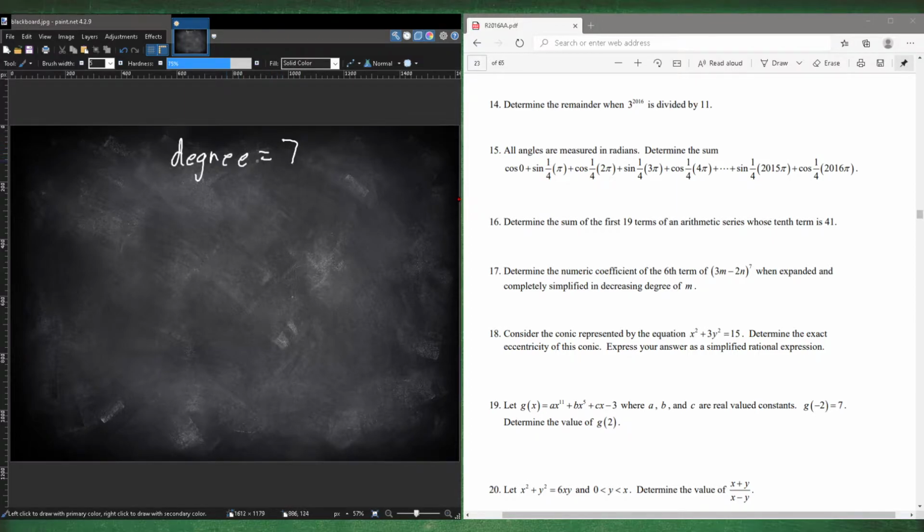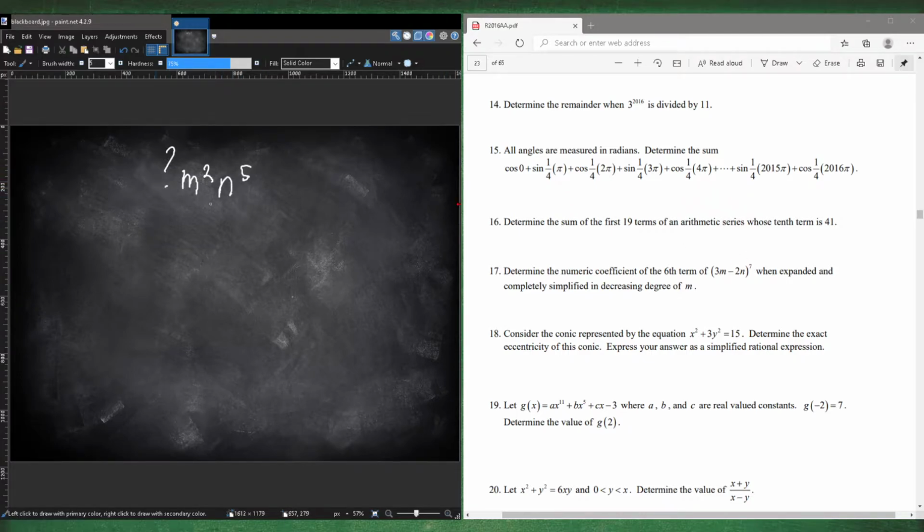If we're looking for the sixth term for m, the powers go 7, 6, 5, 4, 3, 2, 1, 0. So our sixth one would be 1, 2, 3, 4, 5, 6. So it'll be m to the power of 2. If it's m to the power of 2, that means the n is 7 minus 2, which is 5, so n is to the power of 5.